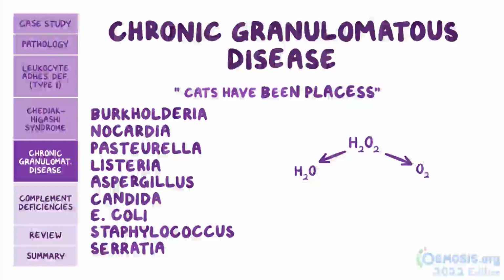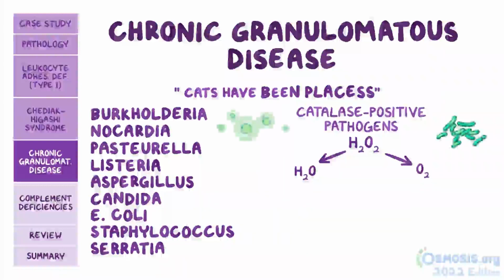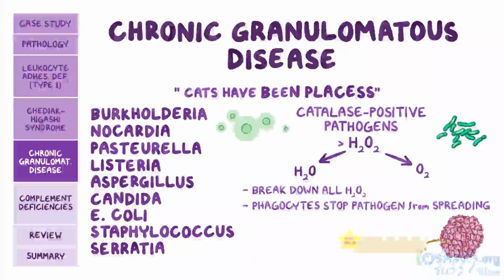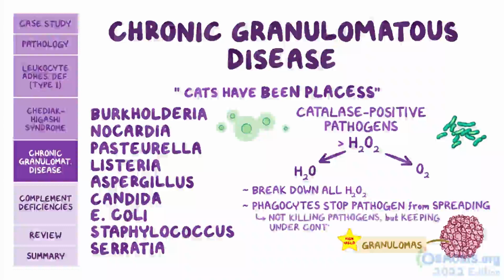Normally, there's enough hydrogen peroxide being produced, so catalase-positive pathogens can only break down some of it. But in the case of chronic granulomatous disease, there's already so little hydrogen peroxide that catalase-positive pathogens can break down all of it. Over time, phagocytes gather up to stop the pathogen from spreading, forming little clusters called granulomas throughout the body. So they're not killing the pathogens, but at least they're keeping them sort of under control. And that's where chronic granulomatous disease gets its name from.